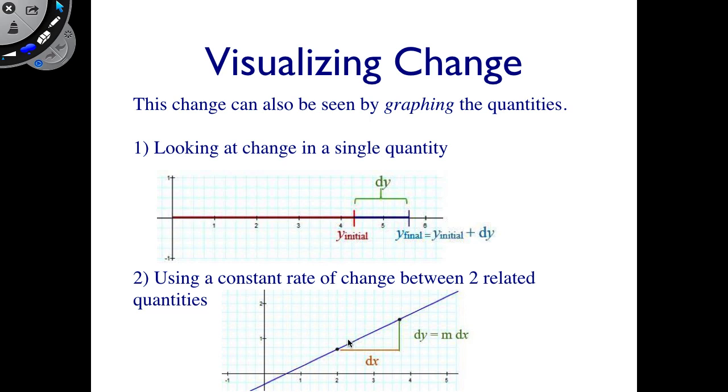So in any case, if I make a small change in x, multiply it by this rate of change, this constant rate that relates it to y, I get the associated change in y. So I could represent this vertical section by dy or by dx, but that's the corresponding amount of change.